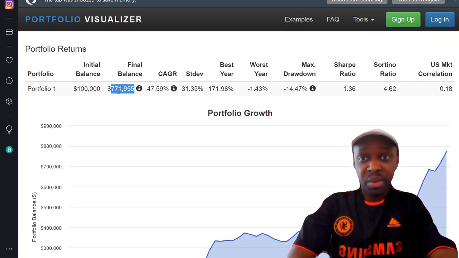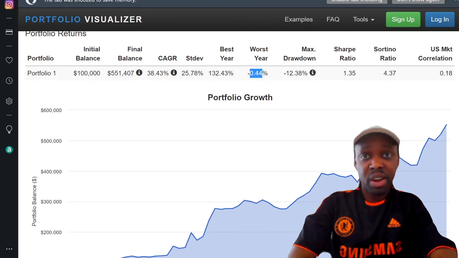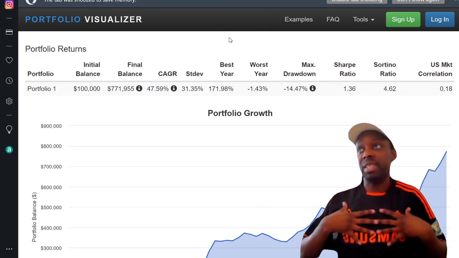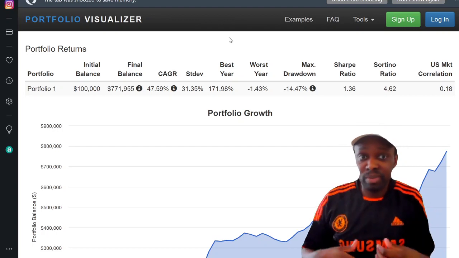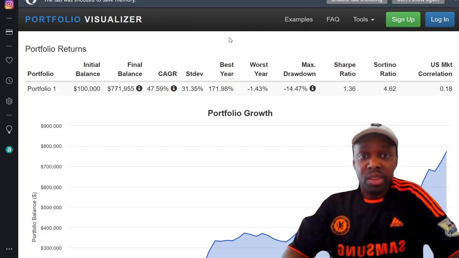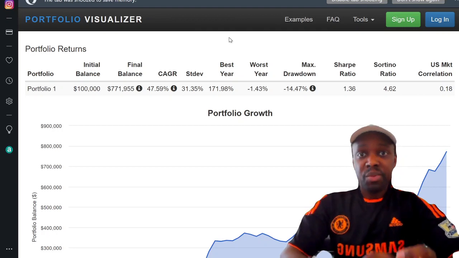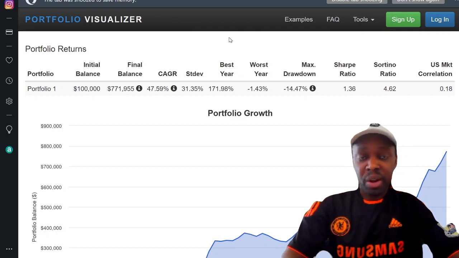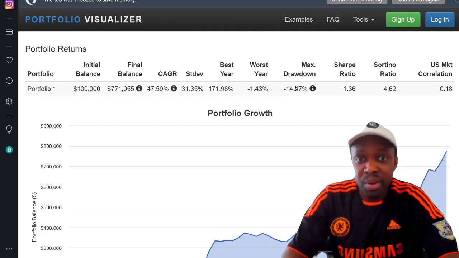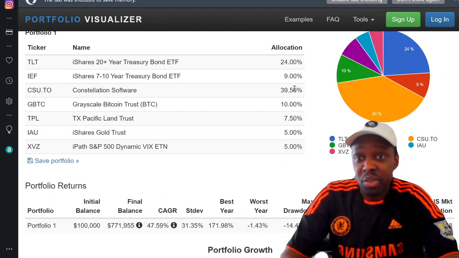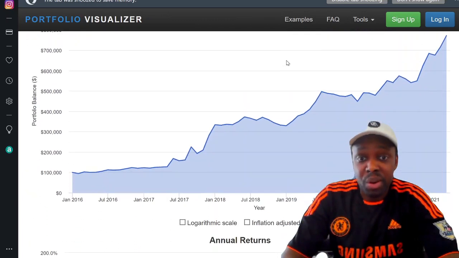100,000 now turns into 771,000, 47% annual return. Standard deviation way higher, 31%. Best year 171%, worst year negative 1.4%. Max drawdown was 14, max drawdown here is 12. For me, 15% is going to hurt, but I'm going to stick with it. I'm going to stick to the path. And if anyone knows a way to make this portfolio better, if I can get the max drawdown back to like 10%, I'm happy with that. But I just don't know how. So this is my Dragon portfolio inspired portfolio, and this is what I'm going to use.